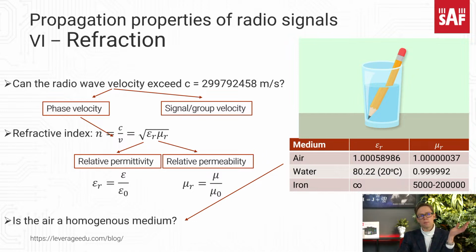Is the air a homogeneous medium? What does it mean? It means whether the relative permittivity and the relative permeability of the air are constant all over the atmosphere. Let's say, does it change with the height, with the altitude? Does the refractive index change with the altitude? I'll give you some seconds to think about it.